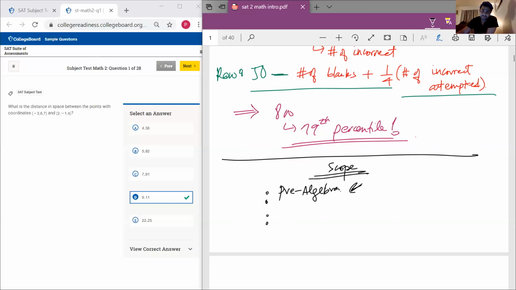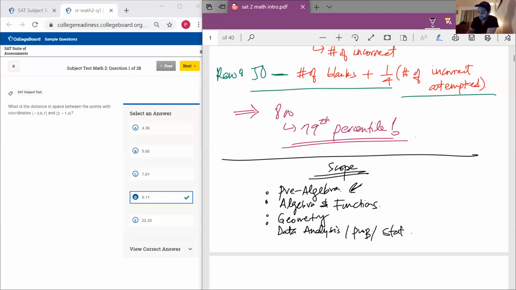Then the second bucket is going to be algebra and functions. The third one, obviously, is geometry. It's going to cover all the different topics that you've learned through many, many years of high school and even middle school, so this is a very comprehensive test. And then the fourth one is going to be data analysis, probability, and statistics.